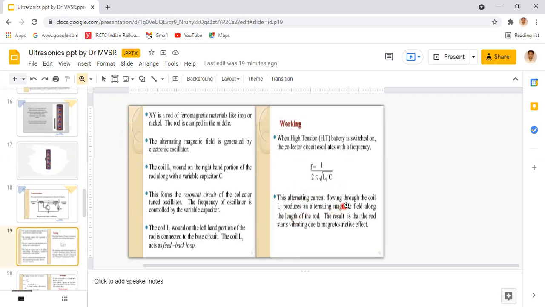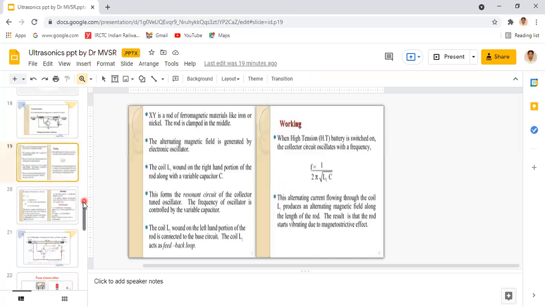This alternating current flowing through the coil L1 produces an alternating magnetic field along the length of the rod. The result is the rod starts vibrating due to the magnetostriction effect. So that means within the rod the vibrations will be produced. Coming to the next picture.